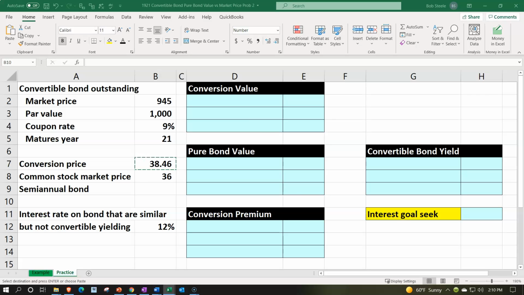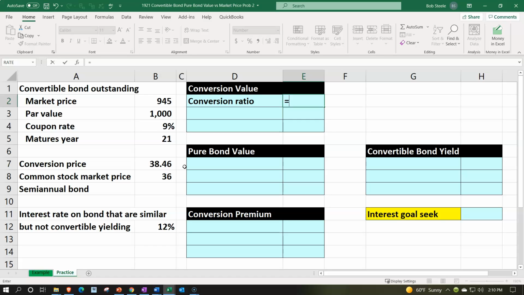So for the conversion value, we're going to start off with the conversion ratio, which we're going to back into using the conversion price, which is tied to the par value. So we'll just calculate that here. We've done this in prior presentations, so if you want to look at the conversion price and the conversion ratio calculations, you can look at that in a prior presentation. But we're going to take the $1,000 par value and divide by the conversion price. That'll give us the conversion ratio, that being the number of shares that we can convert the bond into.